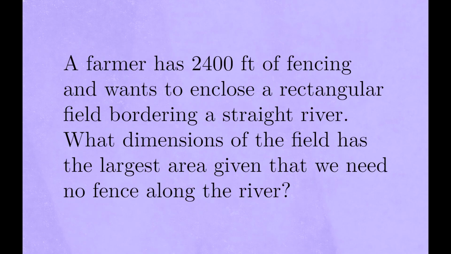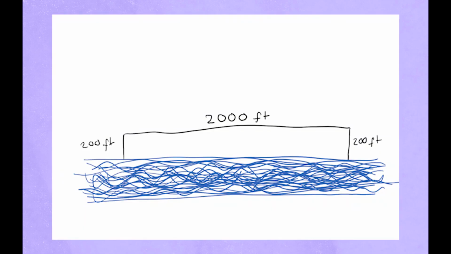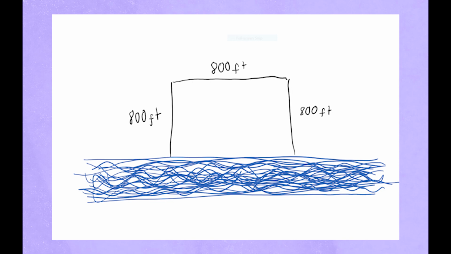A farmer has 2,400 feet of fencing and wants to enclose a rectangular field bordering a straight river. What dimensions of the field have the largest area, given that we need no fence along the river? In order to get a feel for this problem, it's good to draw a picture. We could have a wide and shallow field, or a narrow and deep field, or something intermediate.